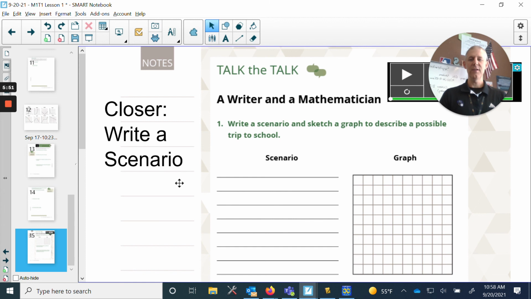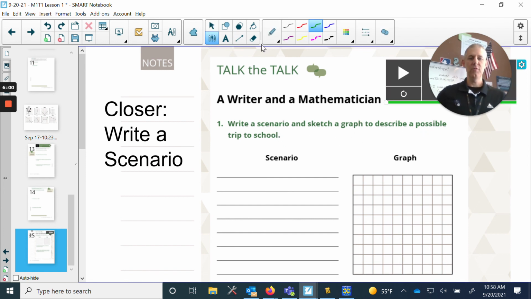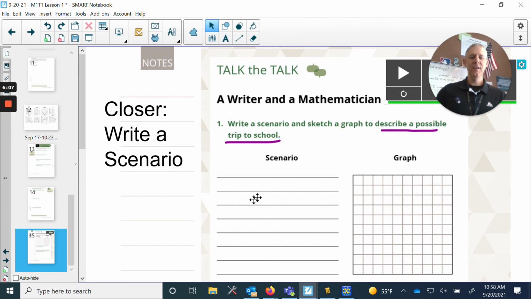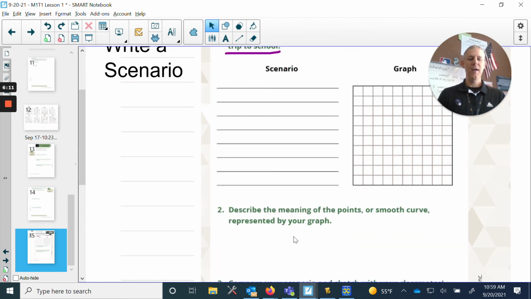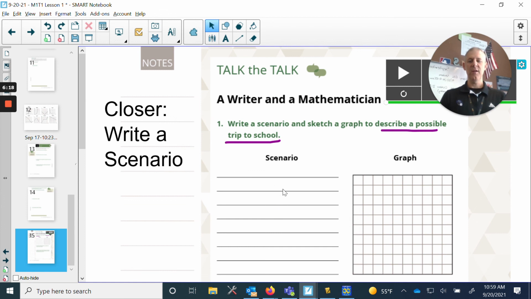And then finally, to wrap this lesson up, I had you write a scenario of your choosing with an independent and dependent variable. One example is to describe a possible trip to school. You can use that context, or if you have another context you like better, you can use that. You write down the scenario that's happening, and then you sketch a graph, and then describe what's happening, why it's a straight line, why it's a smooth curve. And if we have time, we'll look at others' scenarios. That wraps up lesson 1 in Algebra 1, Module 1, Topic 1.